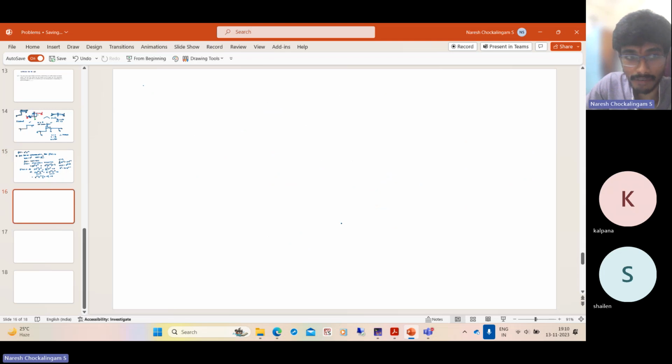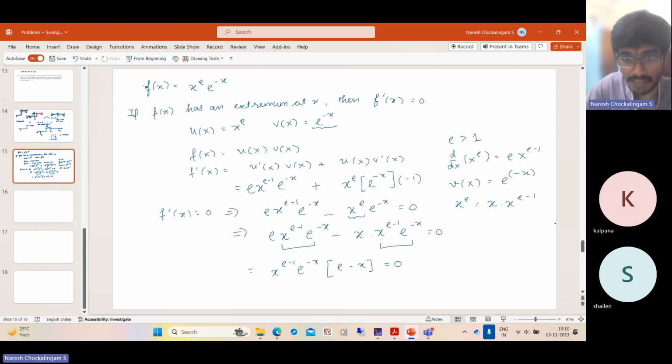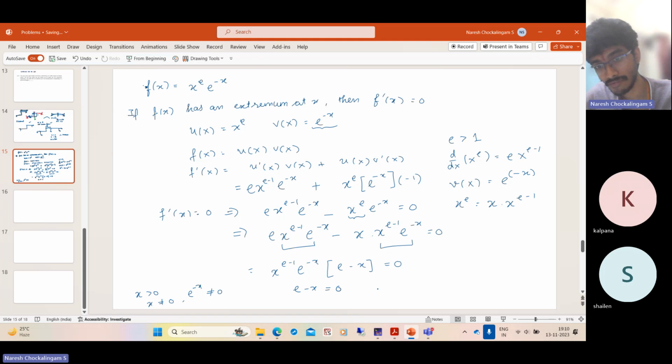So this is the expression for the first derivative. And you can clearly see we are seeking a solution x greater than 0, so x is not equal to 0. And for any x, e power minus x is not equal to 0. Therefore, e minus x should be equal to 0, which means x should be equal to e. And that is the only solution. So most likely it is a maximum.